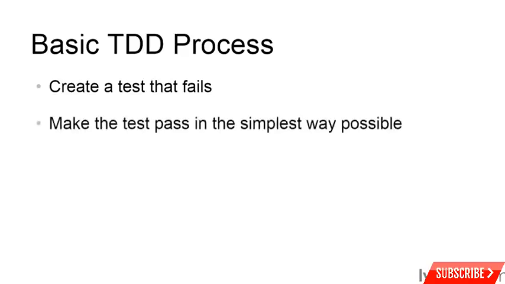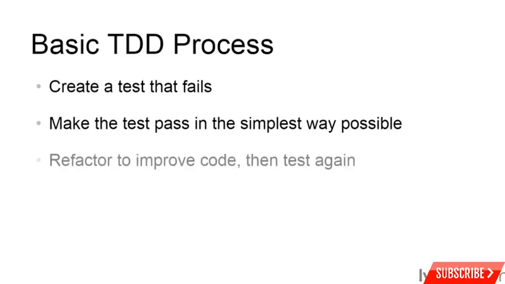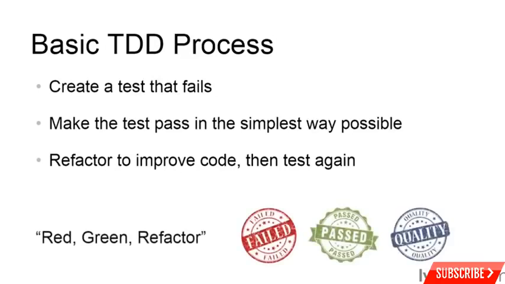Next, we make the test pass in the simplest way possible so that we get the basic structure of the test and we verify that our assertion statement makes sense. Finally, we refactor the code to solve the problem in a more elegant or efficient way in the general case and make sure that the test still passes. You'll hear this process referred to as red-green-refactor.